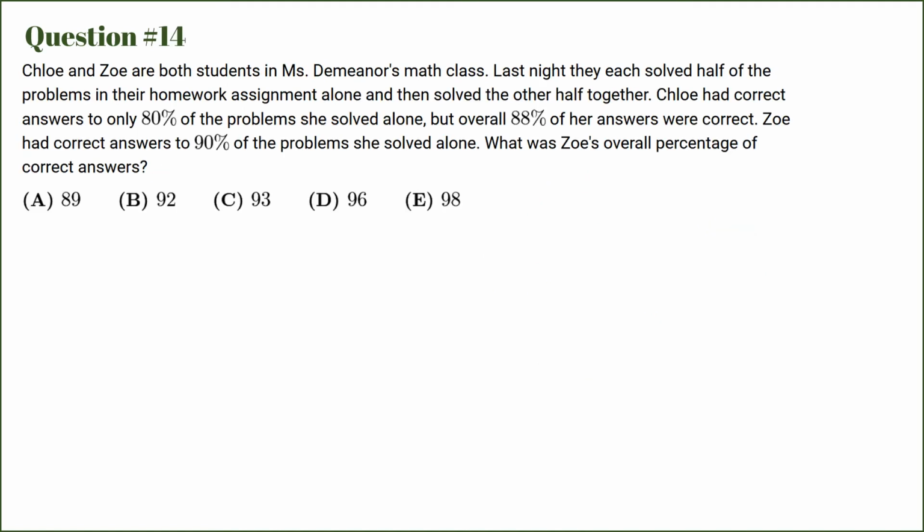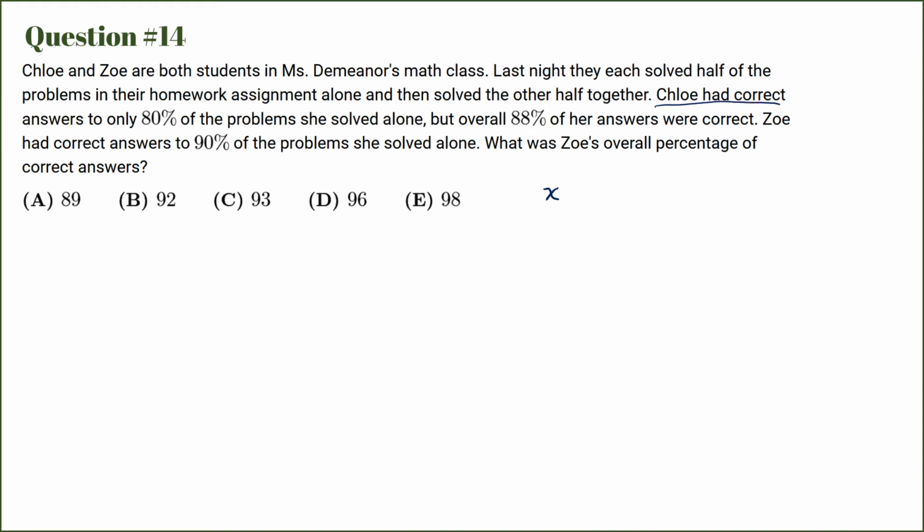Question 14 states, Chloe and Zoe are both students in Miss Demeanor's math class. Last night they solved half of the problems in their homework assignment alone, and then solved the other half together. Chloe had correct answers to only 80% of the problems she solved alone, but overall 88% of her answers were correct. Zoe had correct answers to 90% of the problems she solved alone. What was Zoe's overall percentage of correct scores? Okay, let's say that the total number of problems in their homework assignment is X.